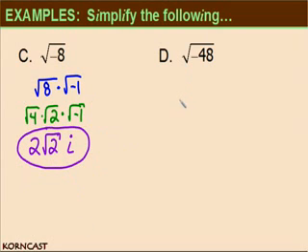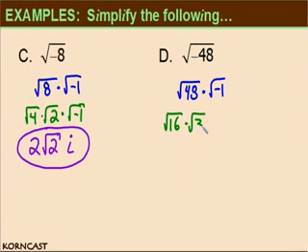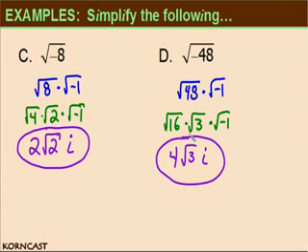I can rewrite the square root of negative 48 as the square root of positive 48 times the square root of negative 1. I know that the square root of 48 is really the square root of 16 times the square root of 3. And then don't forget to multiply that by the square root of negative 1. And lastly, the square root of 16 is 4, times the square root of 3, which is the square root of 3, times the square root of negative 1, which is i. And again, there's my answer for the square root of negative 48.